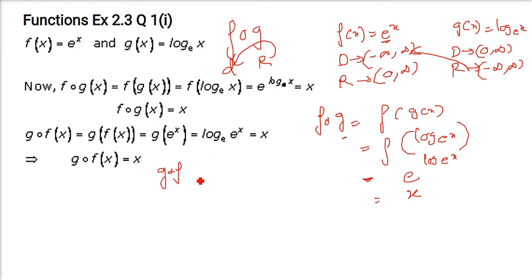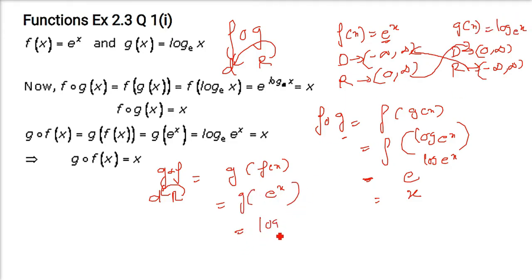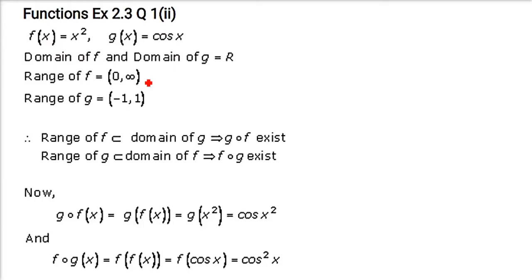Now we are going to find out gof. The same thing you have to check first. What do you have to check? The range of f should be a subset of the domain of g. So 0 to infinity is a subset of 0 to infinity. Yes it is, because they both are the same. So gof and fog both are possible. Here gof is also possible. g of f(x). What is f(x) here? e to the power x. What is g? That is log base e of x. So log e to the power x, I am replacing x by e to the power x. e gets cancelled, you know this by theory, and this is x.